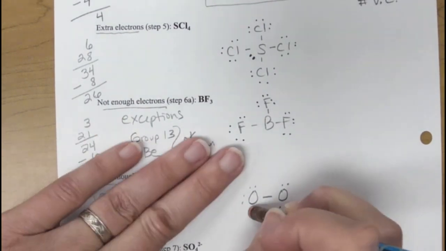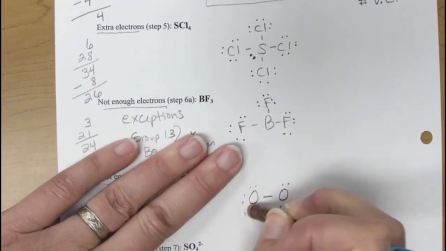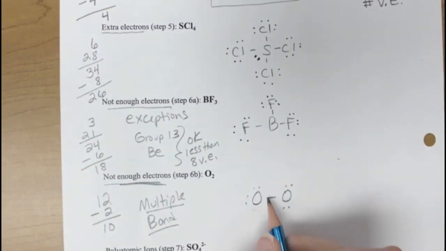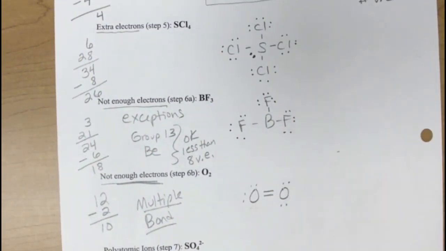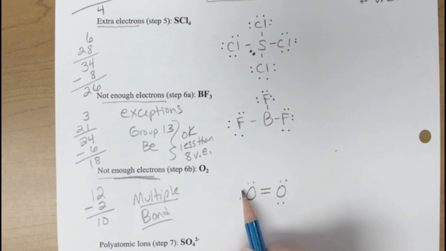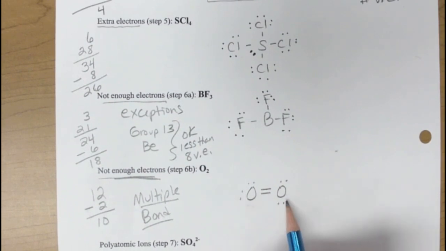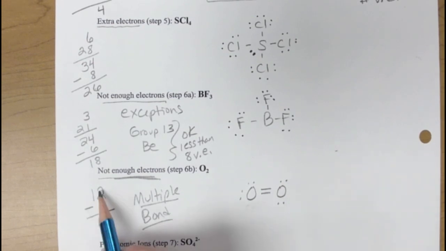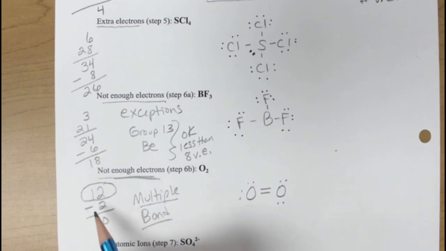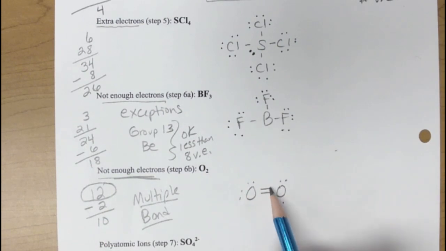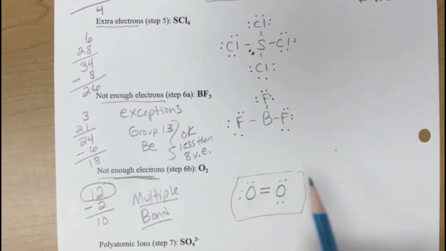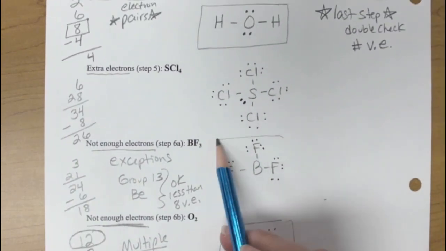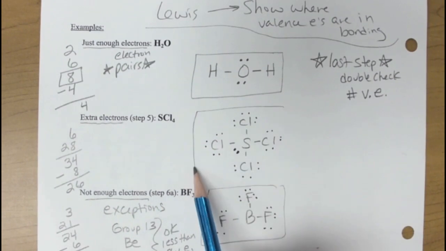So if it's not an exception, then when we don't have enough, we're going to use a multiple bond. So I'm going to take this lone pair, and it's going to go here as another bond. So now oxygen has 1, 2, 3, 4, 5, 6, 7, 8, and this oxygen has 1, 2, 3, 4, 5, 6, 7, 8. So they're both happy. Let's double check that this was our total number of valence electrons, which is 12. We have 1, 2, 3, 4, 5, 6, 7, 8, 9, 10, 11, 12. So we're good to go. This was our final answer. Guess I could have done that up here too.